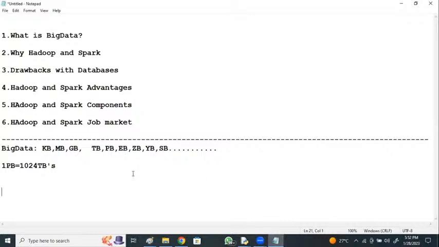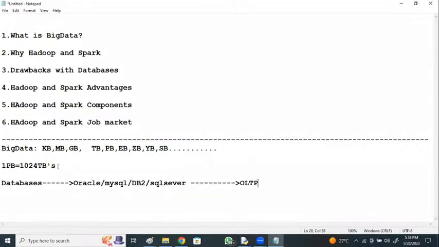Currently we have databases like Oracle, MySQL, DB2, SQL Server. All these databases are used for OLTP, online transactional processing, for day-to-day operations. But we also have some specialized databases.